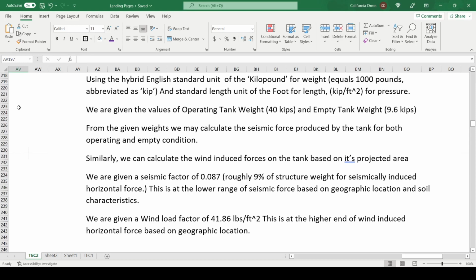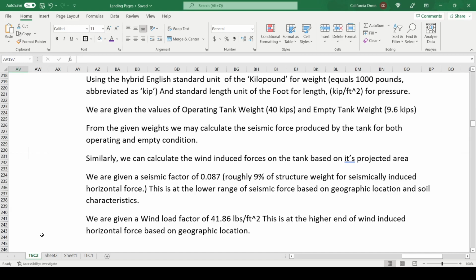From the given weights we may calculate the seismic force produced by the tank for both operating and empty condition. Similarly, we can calculate the wind-induced forces on the tank based on its projected area. We are given a seismic factor of 0.087, roughly 9% of structure weight for seismically induced horizontal force. This is at the lower range of seismic force based on geographic location and soil characteristics.